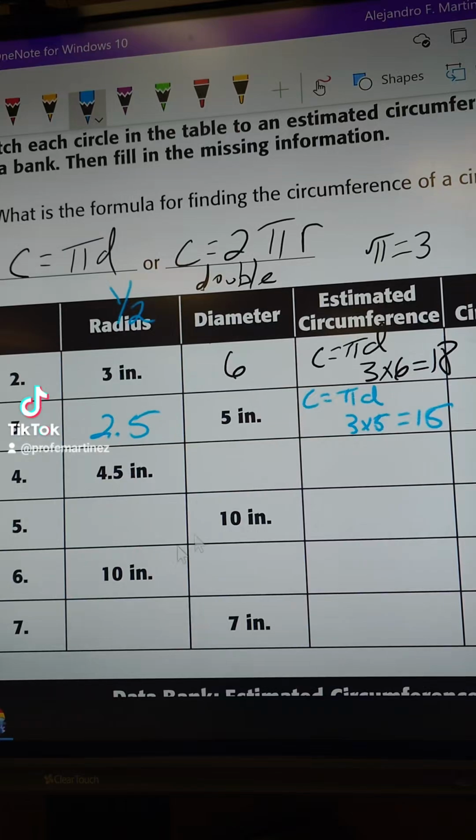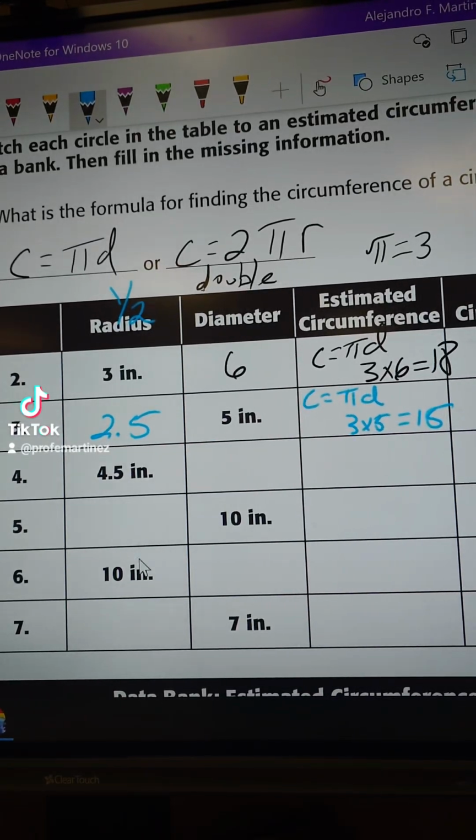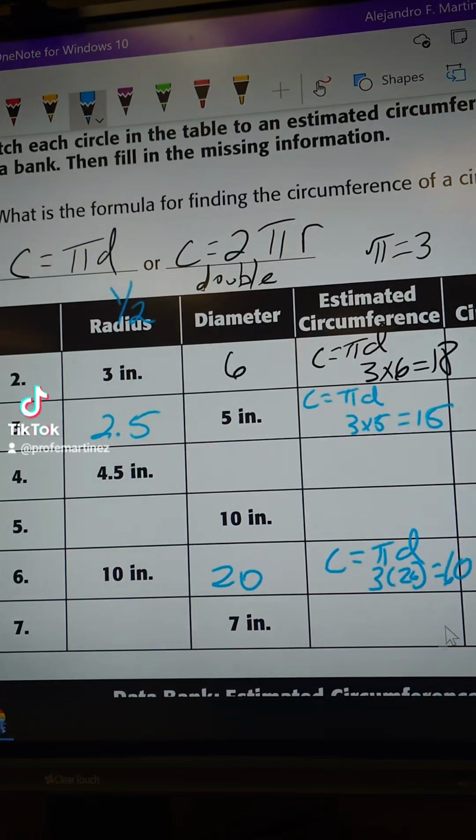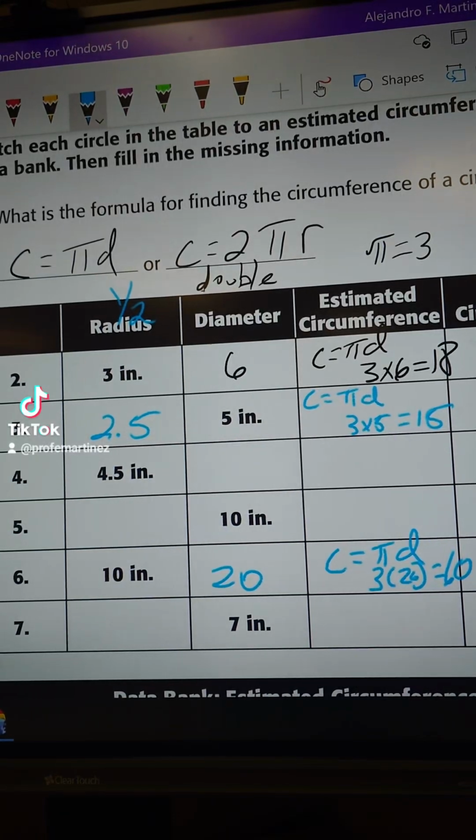Okay. Number 6 there, the radius is 10. The diameter is d for double. I double the radius, so I get 20. And that's what I'm going to use to get the circumference. C equals pi times diameter, which is 3 times 20, which is equal to 60. Okay. Now that's the easy part. The circumference is a little easier.